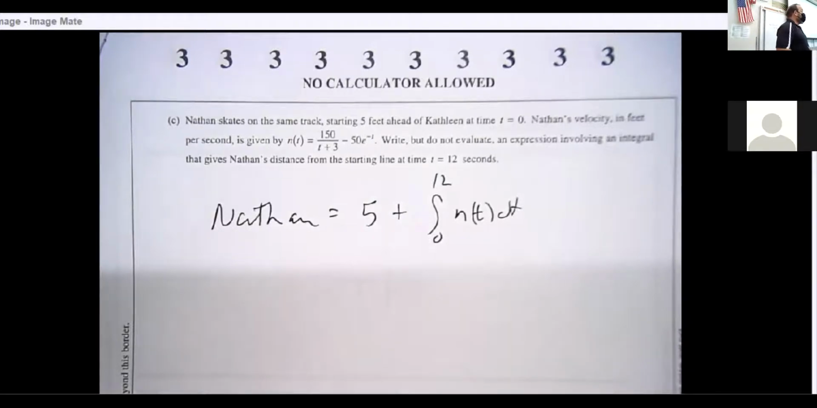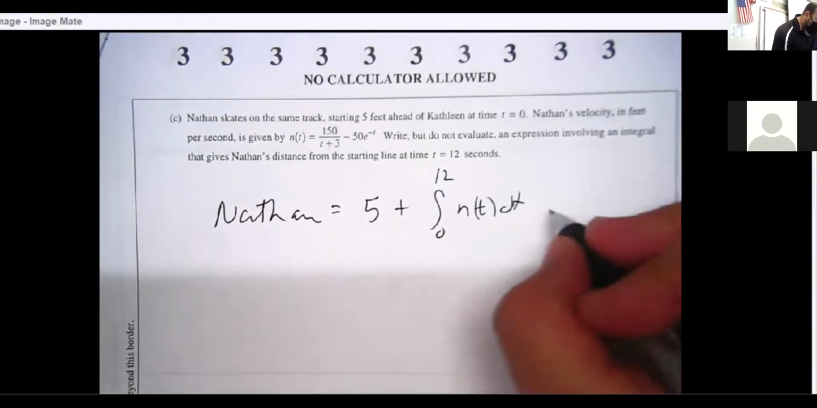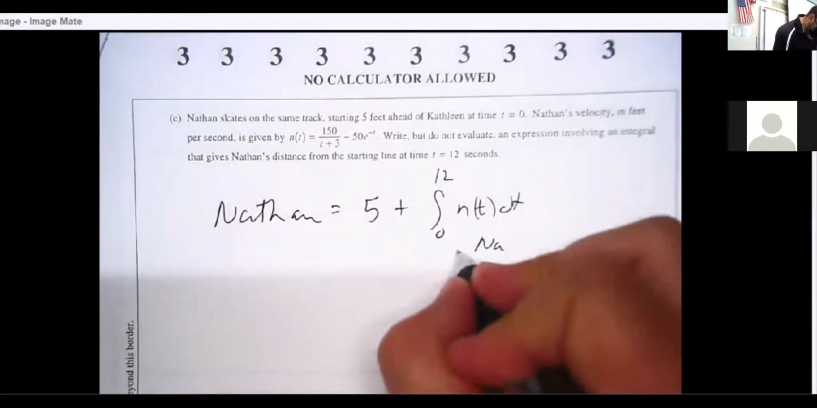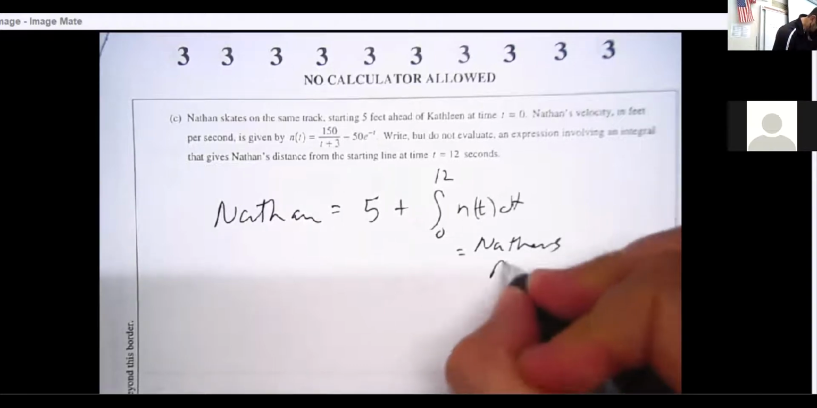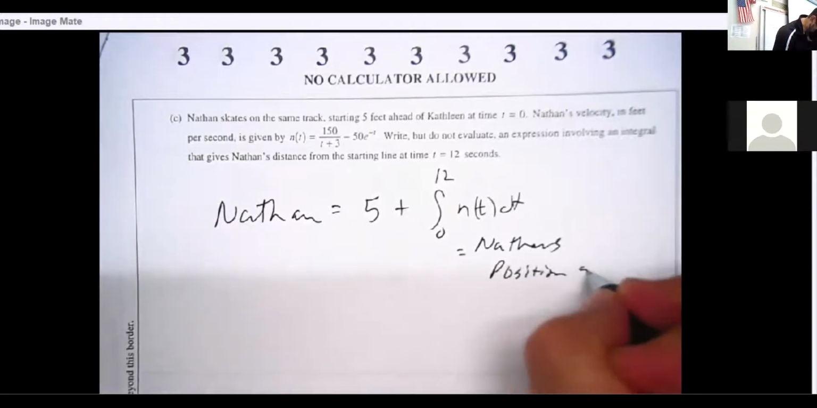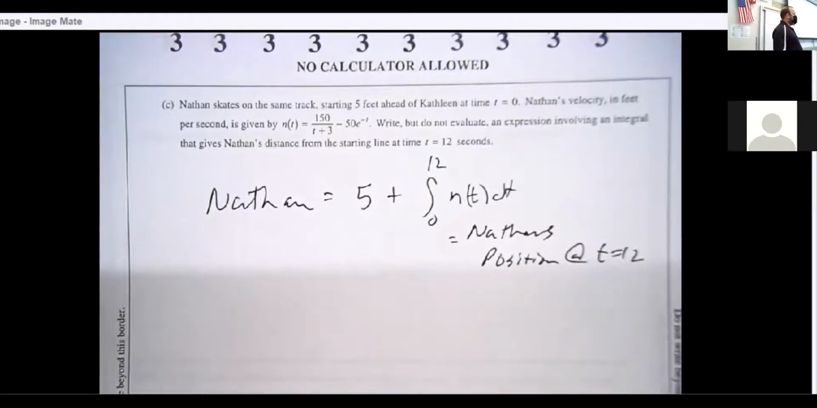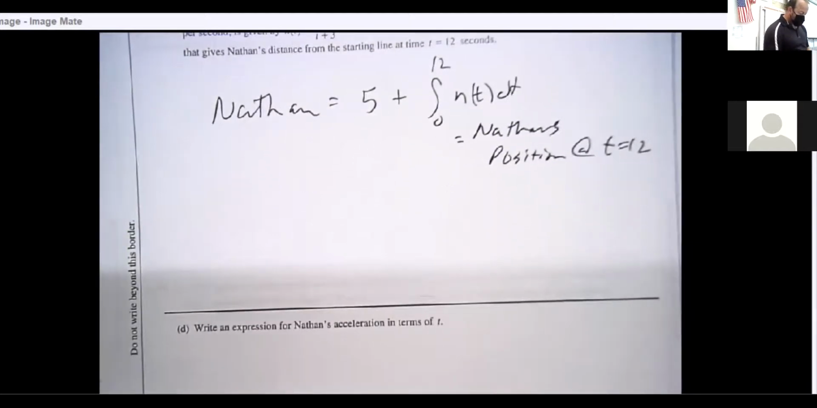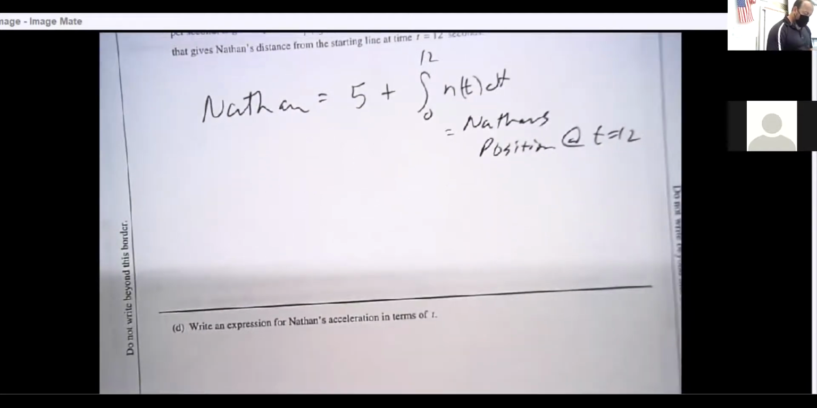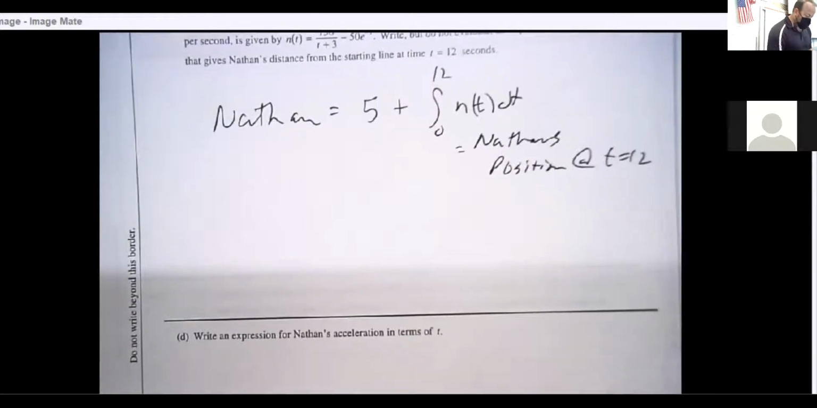I guess that's it. I guess I'm kind of finished. I was just supposed to write it down and nothing else. And it says, oh, and this would be Nathan's position at t equals 12. So we might want to write a little story to say we understand what that means. And then let's figure out Nathan's acceleration. Now, oh, shoot. I know Nathan's velocity. How do I find Nathan's acceleration?